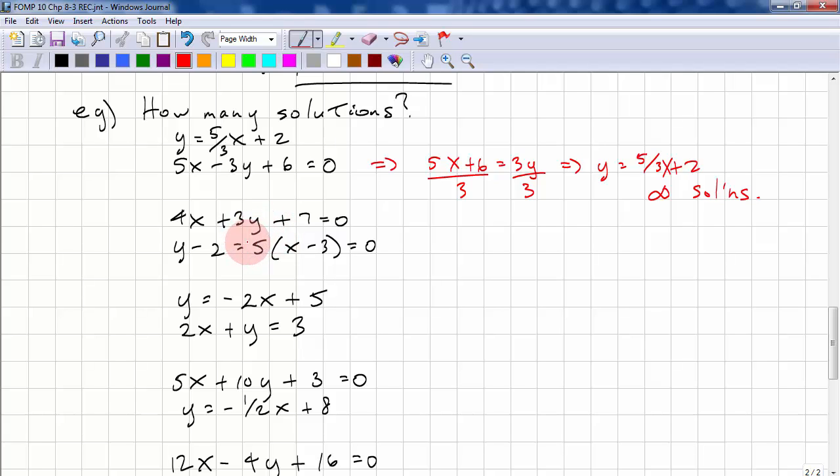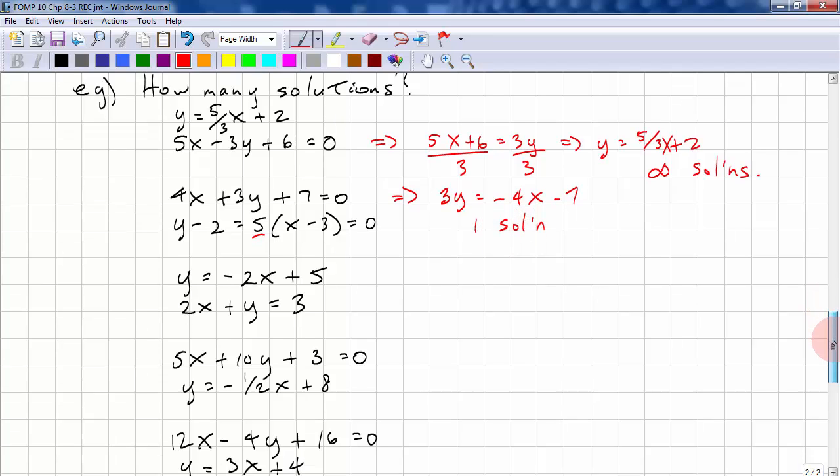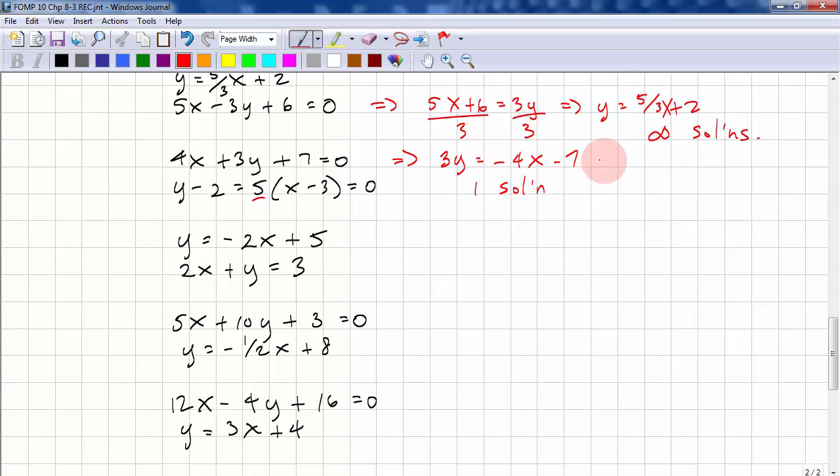So what can we do here? Well, we have one slope, so we can convert this over, get another slope. So 3y, bring everything over, and they become negative. So we can immediately say there's one solution. And the reason is, this is positive, this is negative. They can't possibly have the same slope, so they must be intersecting. If you did want to finish this off, we have negative 4/3 x minus 7/3.